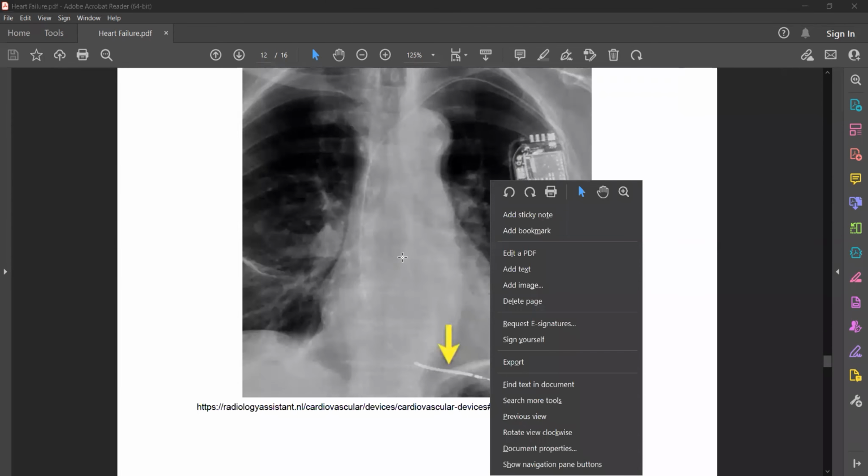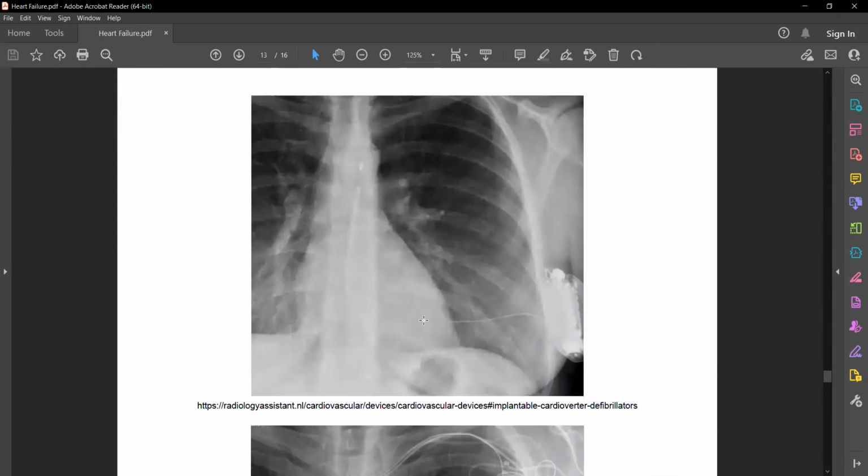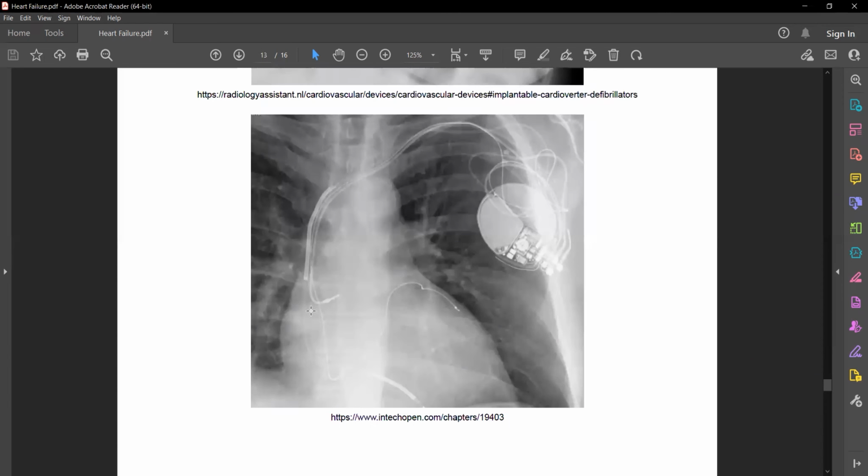Then what about a CRT device? You can see over here, a CRT device is the one that will have three leads. A CRT device can do biventricular pacing versus an ICD device, and it will have three leads. So every time you look at the X-ray, if you see one lead or two leads, it could be either a pacemaker or an ICD, but it will not be a CRT device. A CRT device will always have three leads.